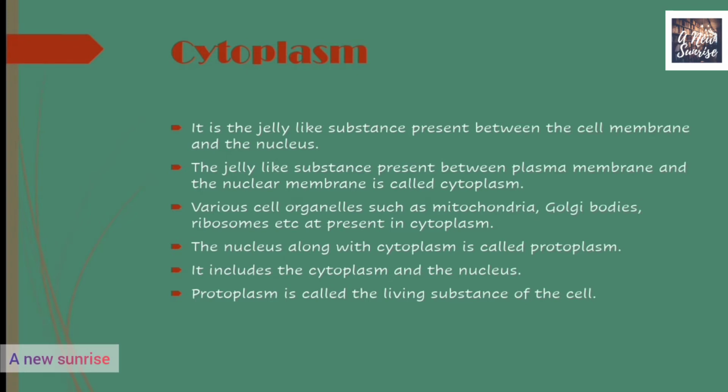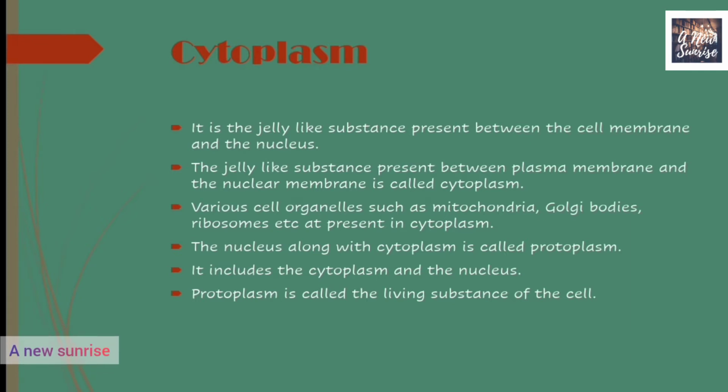Various cell organelles such as mitochondria, Golgi bodies, ribosomes, etc. are present in cytoplasm. The nucleus along with cytoplasm is called protoplasm. Always remember this term, that the nucleus along with cytoplasm is called protoplasm. It includes the cytoplasm and the nucleus. Protoplasm is called the living substance of the cell. So this is what a protoplasm and a cytoplasm is.